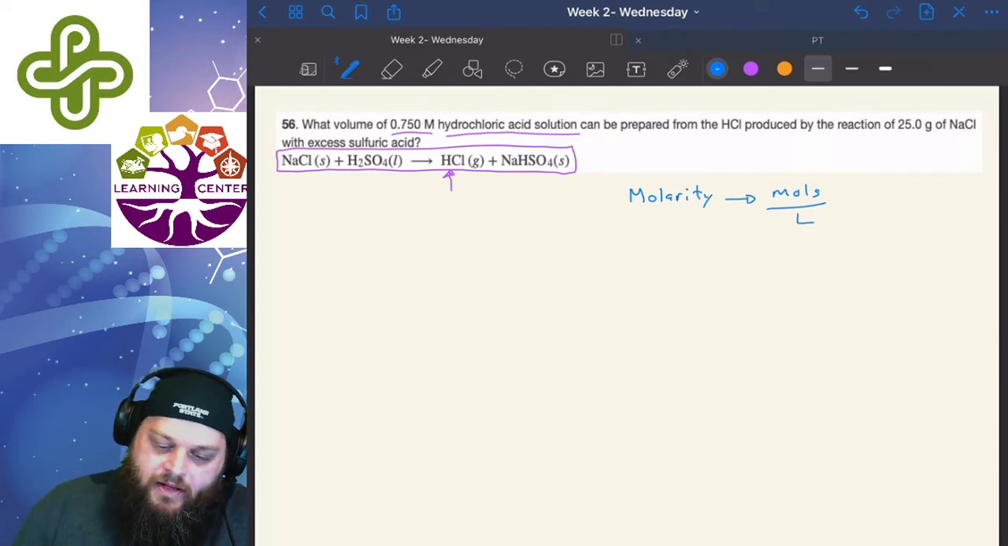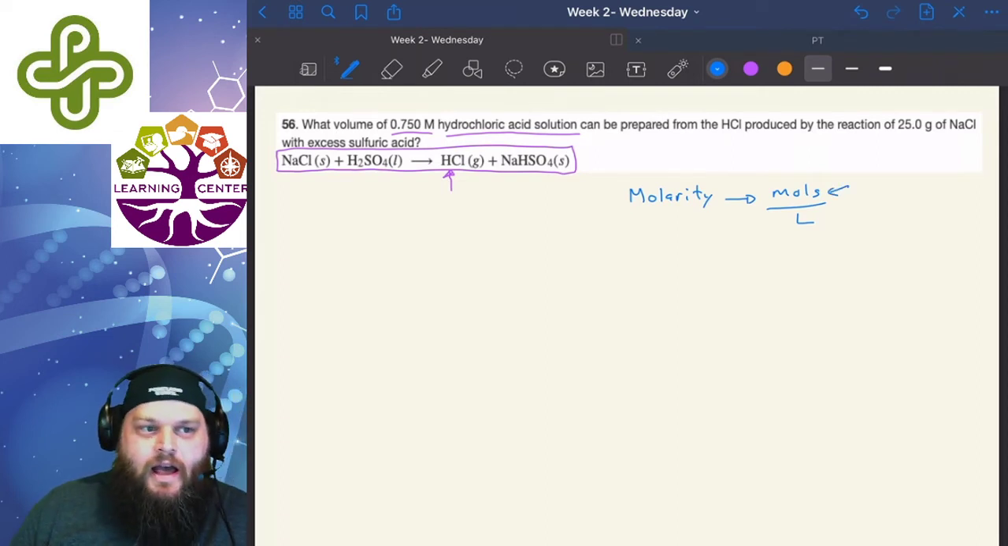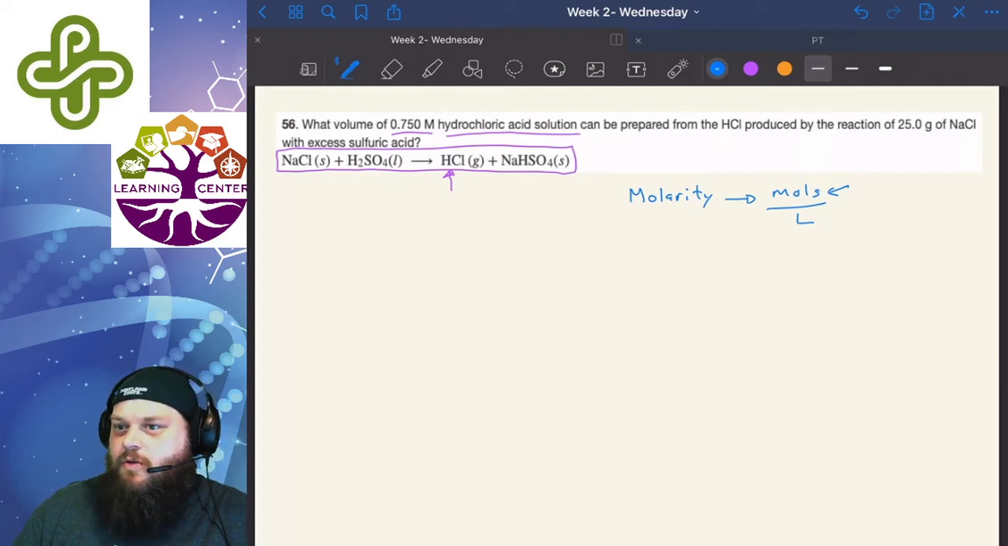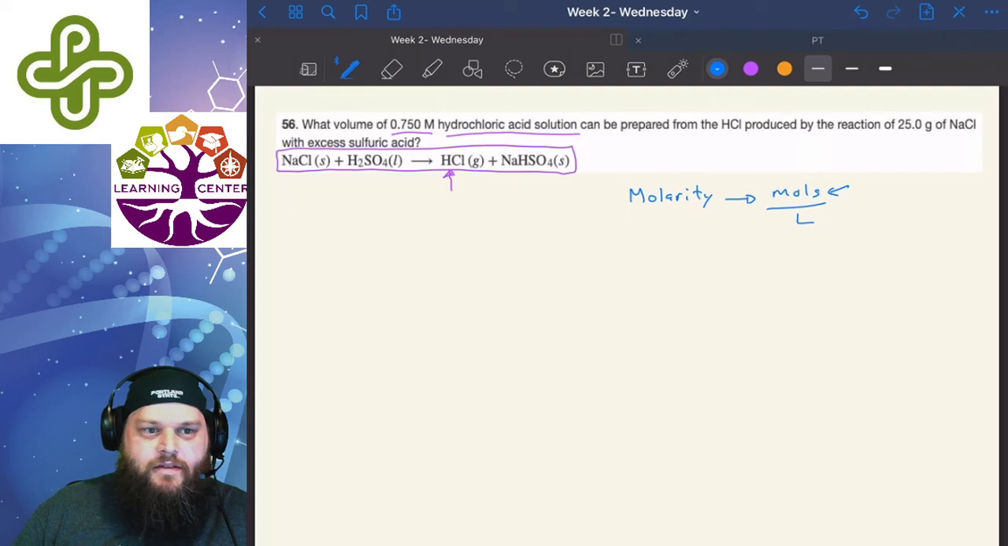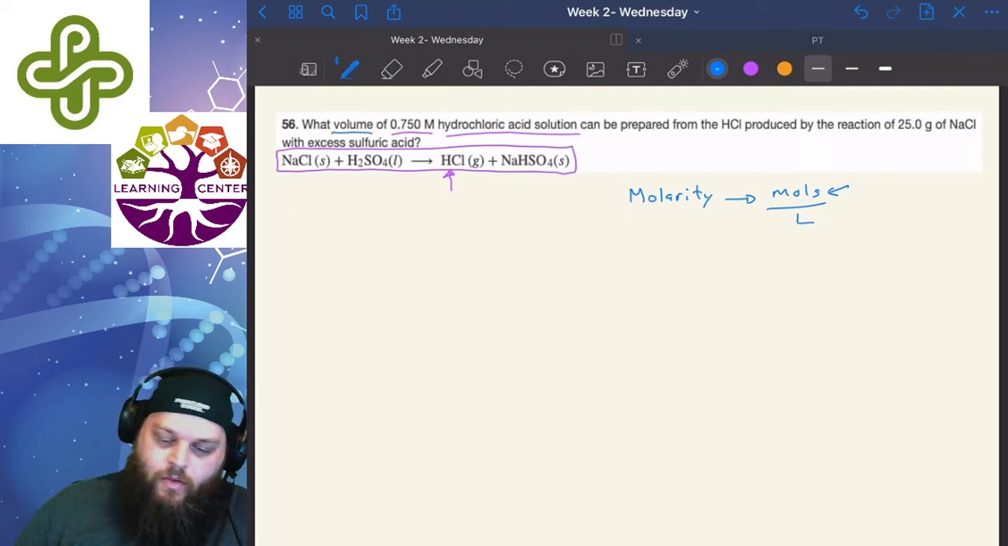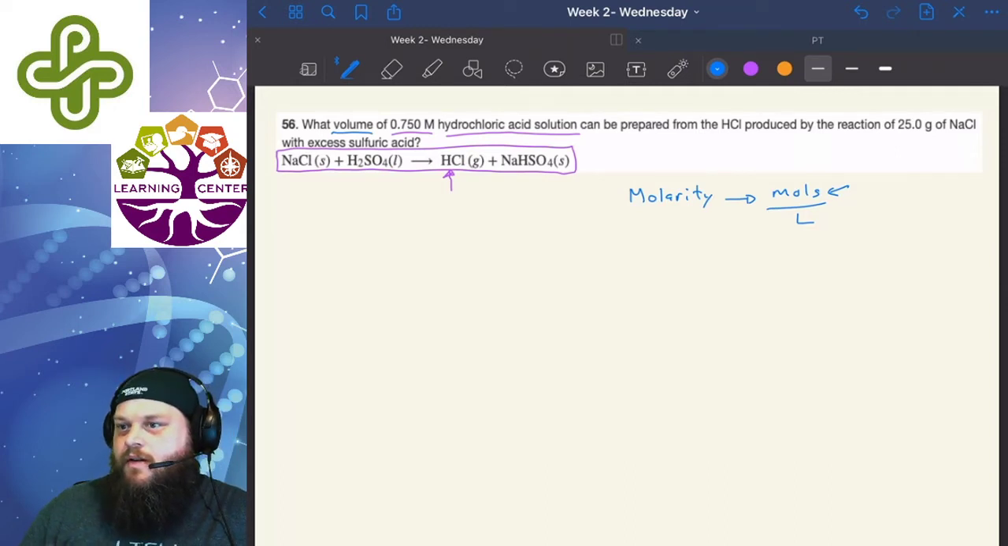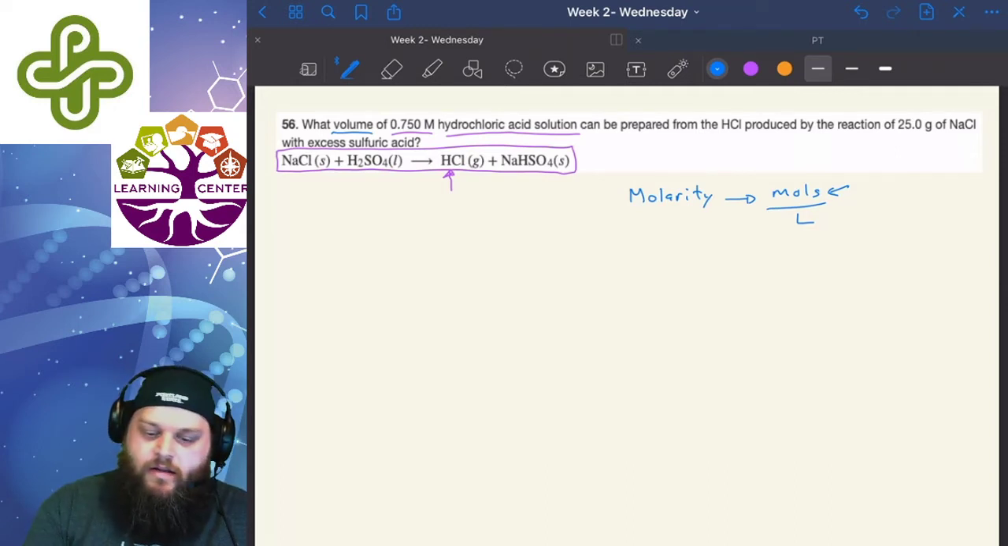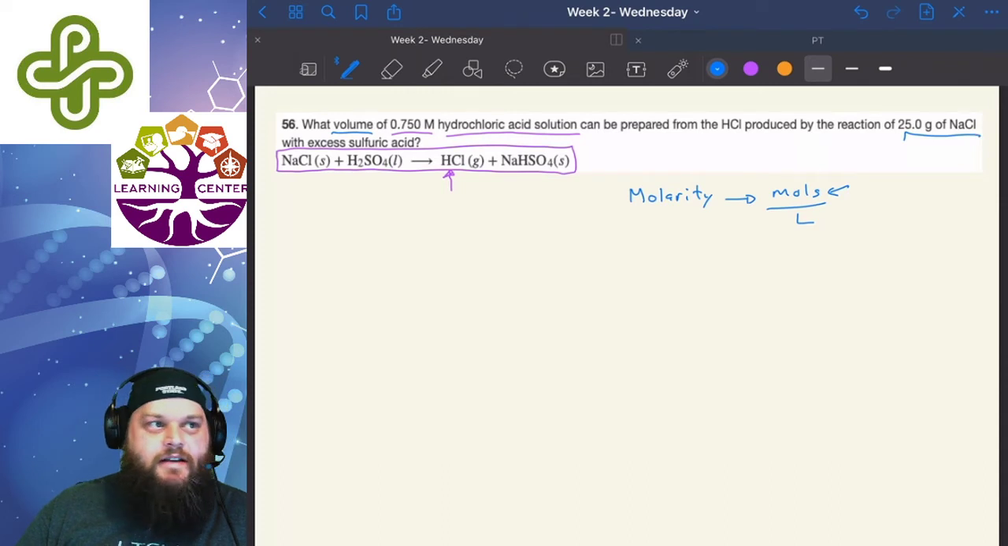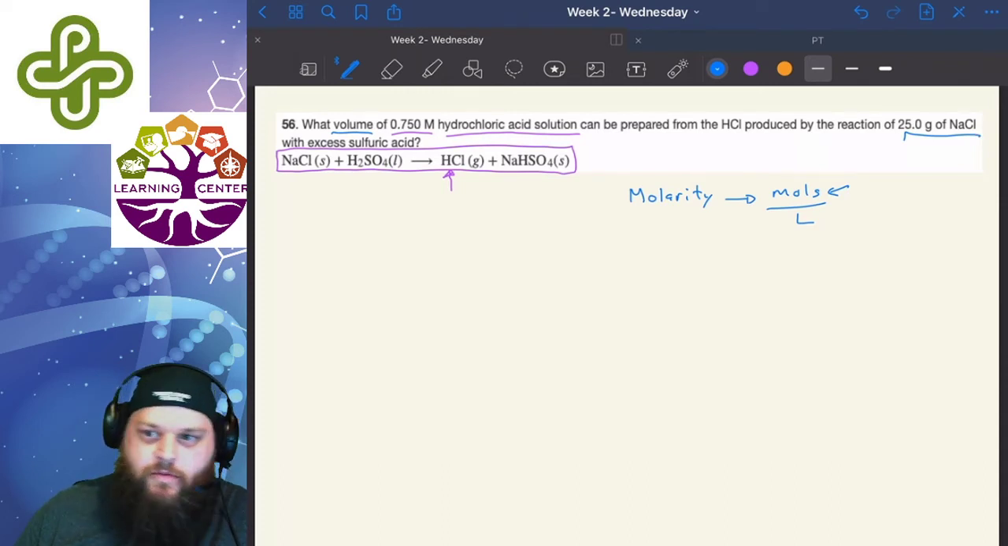So what we really need to do is determine here how many moles of HCl we have, because for every mole of HCl, you get this hydrochloric acid solution. And they're not giving us a volume per se. They're just saying, what volume do we need? That's what we're trying to find. What volume do we need to have based on the moles that are created with this much NaCl? So let's run through that a little bit.